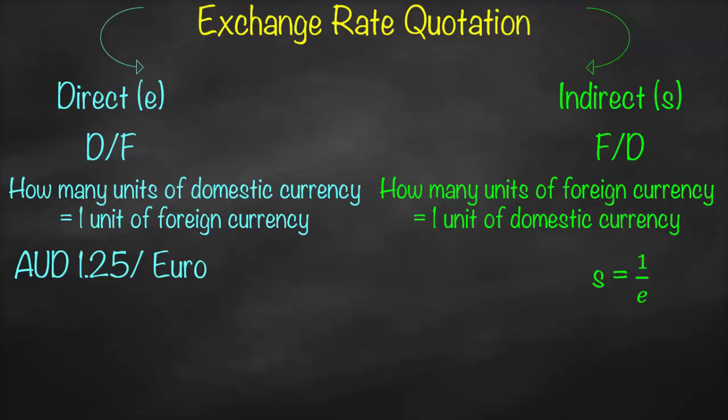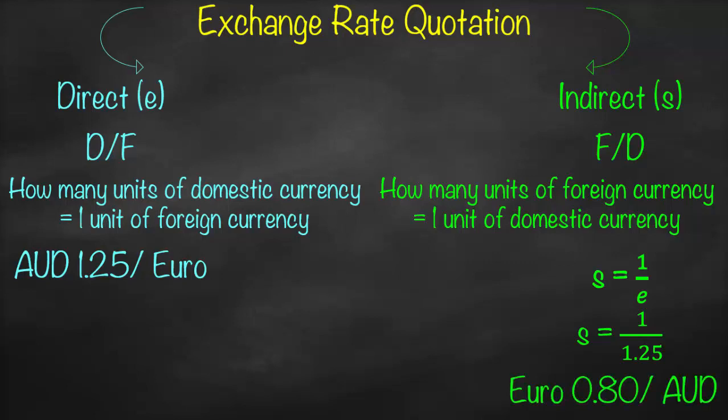Our indirect quotation is 1 divided by direct quotation. So S is 1 divided by E. So here, 1 divided by 1.25 will give you 0.8. This means that we will have 0.8 euro per 1 Australian dollar. If I would like to get 1 Australian dollar, I need to pay 0.8 euro. Therefore, you could easily move between direct and indirect quotation.